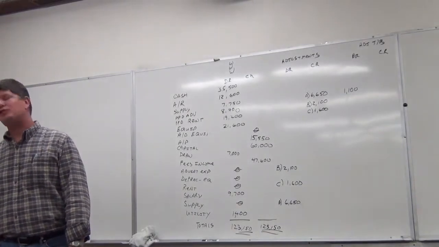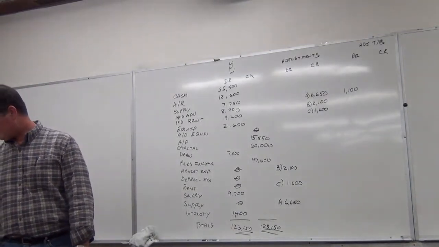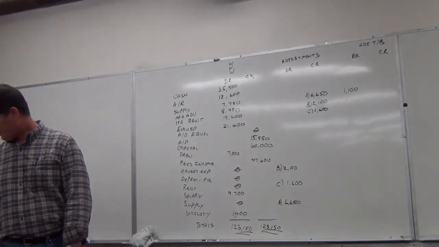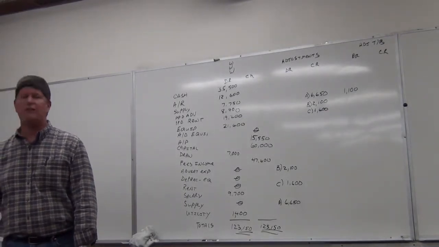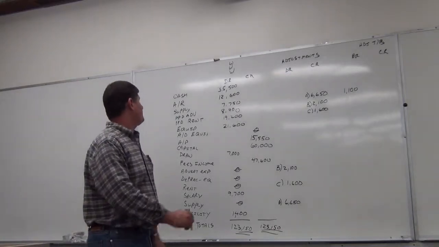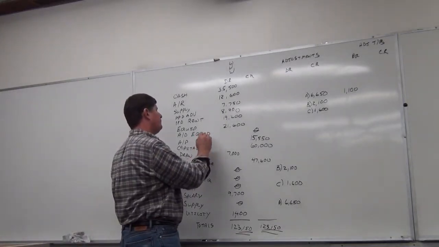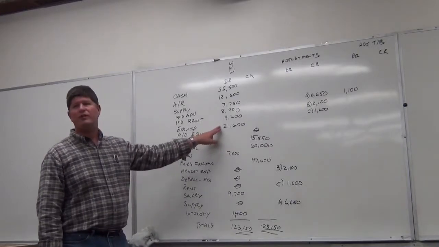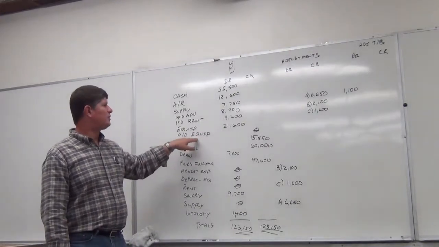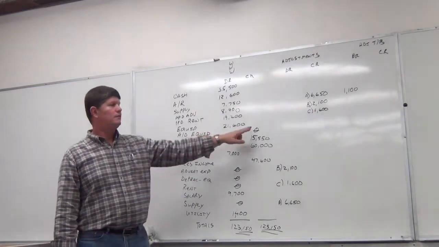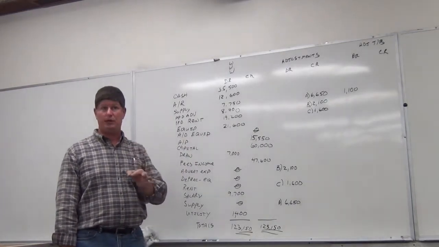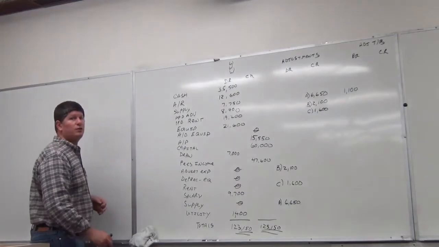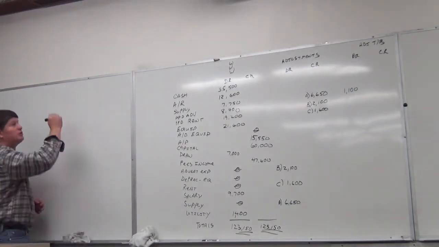D, depreciation is computed using the straight line method. The equipment has an estimated useful life of 10 years with no salvage value. Okay, here's the clue. The equipment was $21,600. How much accumulated depreciation do we have? None. This stuff is new. New, right? So what's the formula for straight line depreciation?